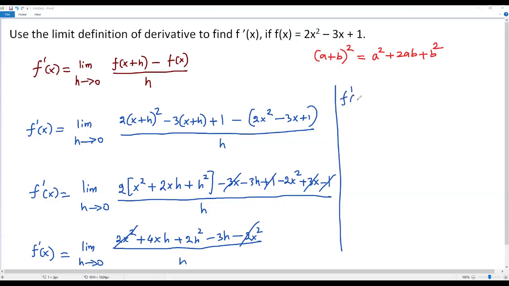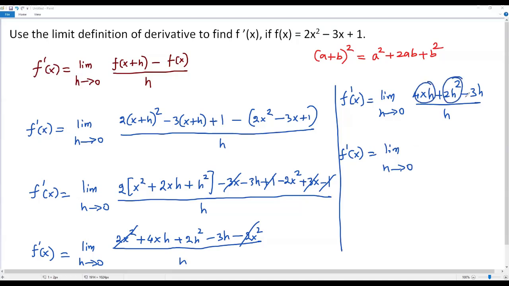So f prime of x equals limit h tends to 0, and I find 4xh, 2h square and negative 3h. So we have 4xh positive 2h square negative 3h divided by h. Okay, when I look at the terms in the numerator, each term contains h. So h can be factored. If I factor h out, I'll be able to simplify the h in the denominator. So h is factored out from the expression in the numerator.